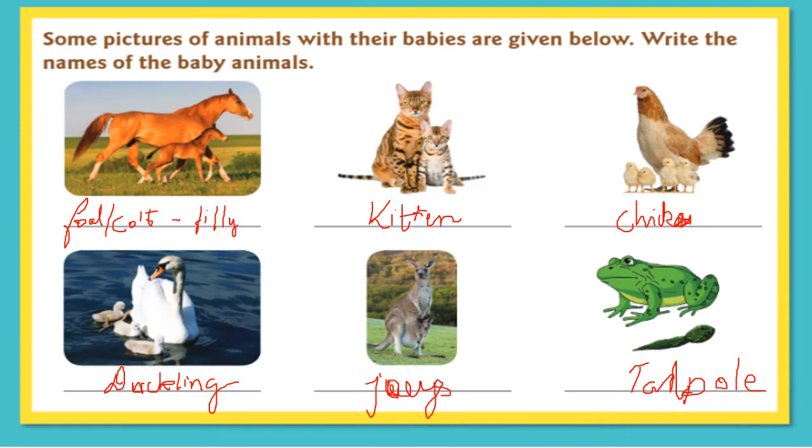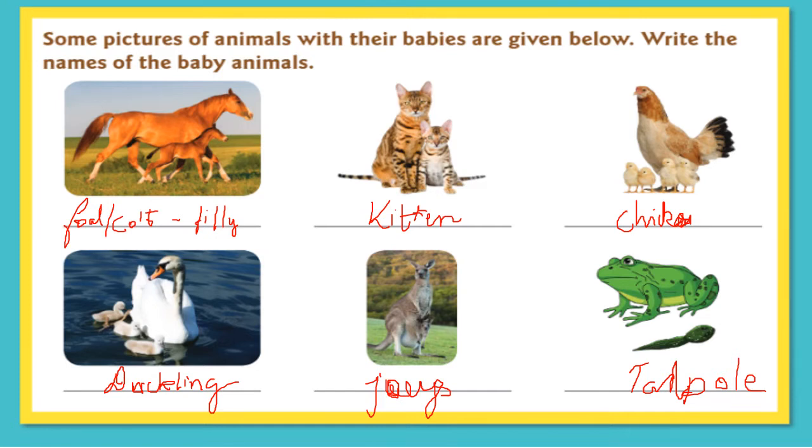Duckling. Next, this is kangaroo. And the younger one of kangaroo is called joeys. Joey. Yes. They think this is horrible. Yes. Joeys.